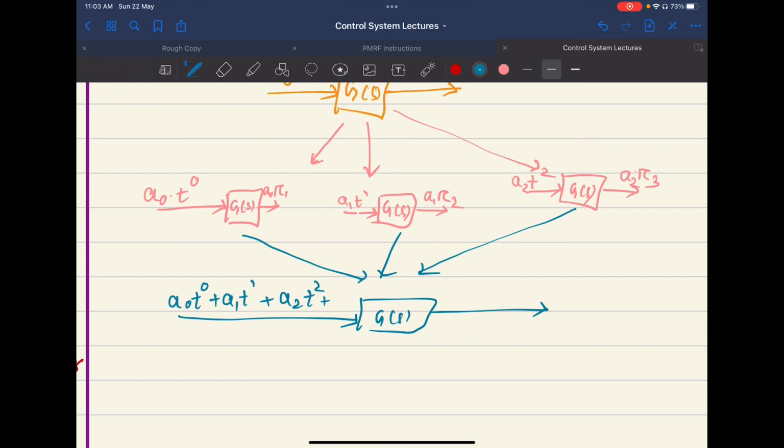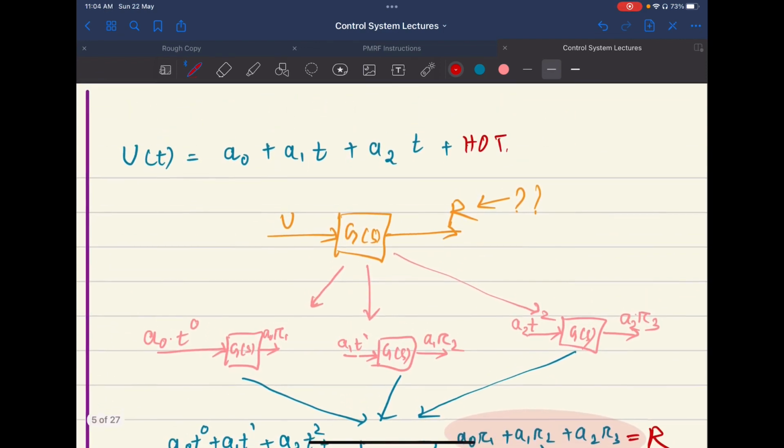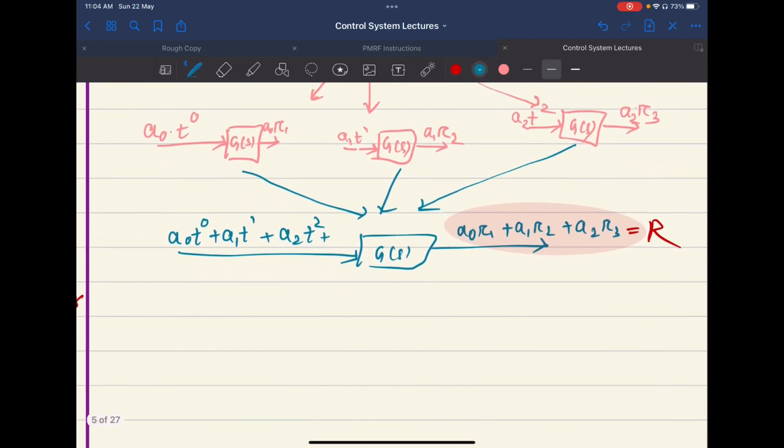The output will be A0 R1 plus A1 R2 plus A2 R3. This will be exactly the same as our R because of the linear property, the superposition property.